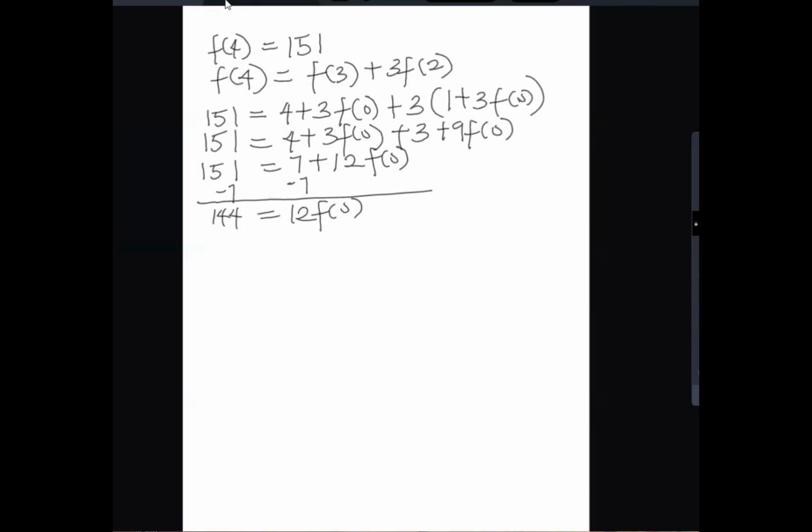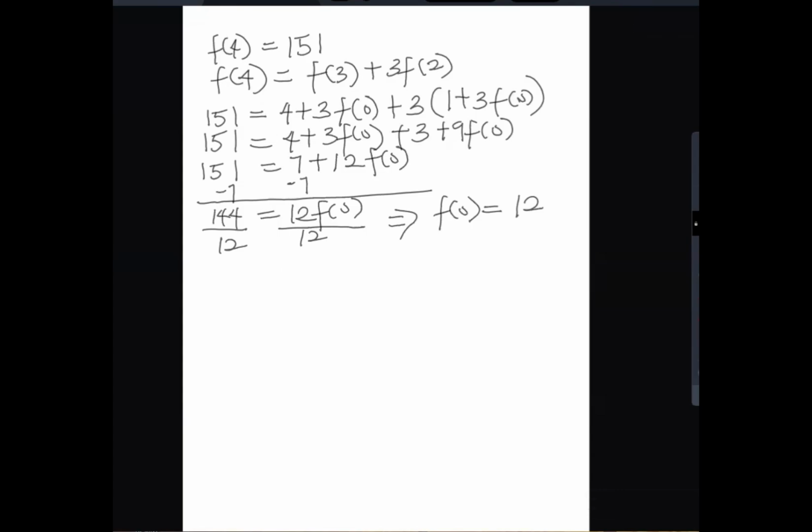So how do I get my f of 0? Divide both sides by 12. If I divide both sides by 12, it implies that f of 0 is just 12. Now we are not done. The question says to find f of negative 1. So how do I find that?